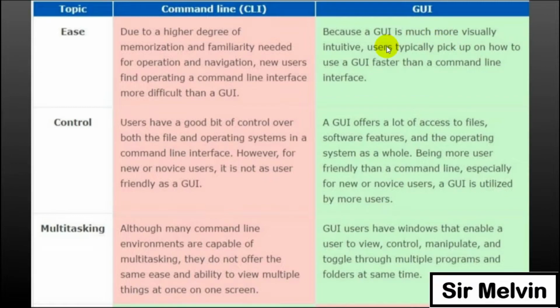In GUI, because a GUI is much more visually intuitive, users typically pick up on how to use a GUI faster than a command line interface. That is the difference between CLI and GUI in terms of ease. Next is control. In CLI, users have a good bit of control over both the files and OS in a command line interface. However, for new or novice users, it is not as user-friendly as a GUI. That is in terms of control.